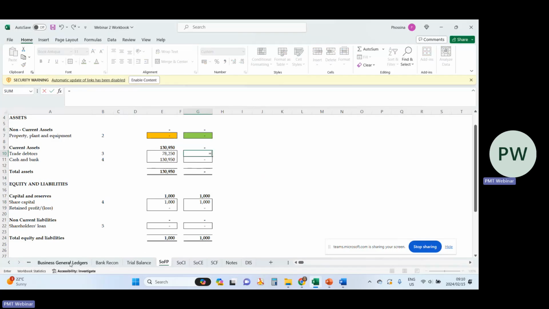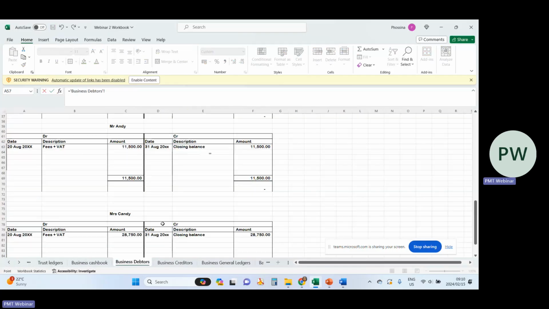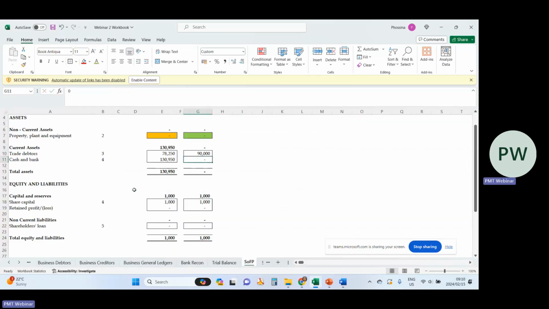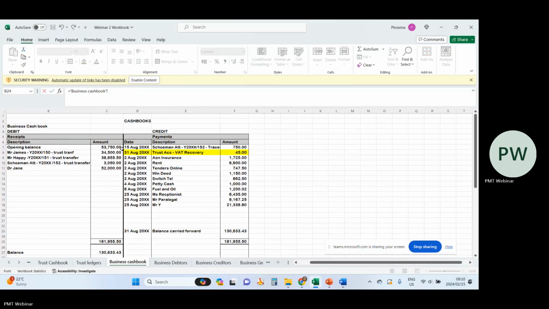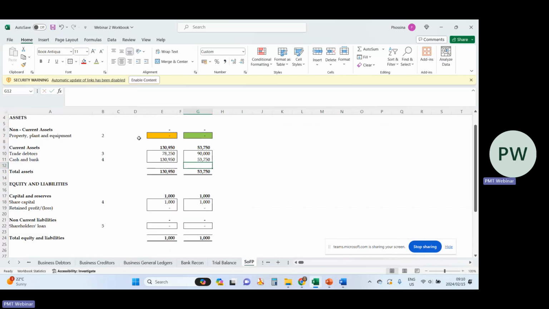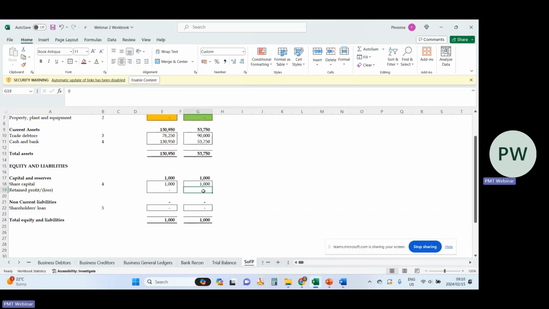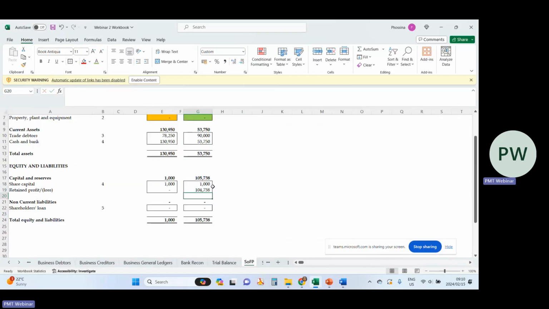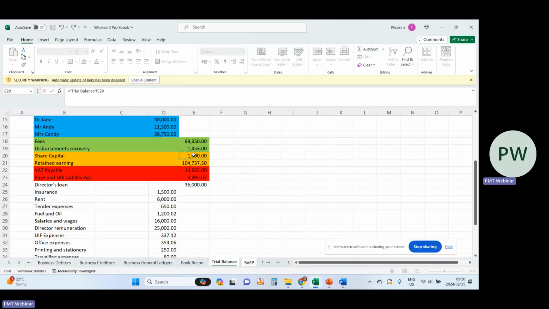So our trade debtors, when we go to the debtors ledger, I remember with Dr. Jane we had 90,000. That was our opening, and then with our cash, if we go to the cash book, we had an opening balance. Our business with an opening of 53. So those are our comparatives. And then retained earnings, we also had an opening, which the trial balance is there. This is our retained earnings. Okay, and equity with opening balance. So equity value just remains, which is also the same here.